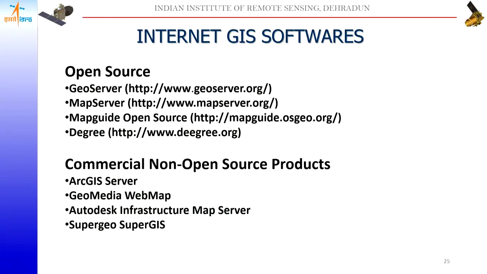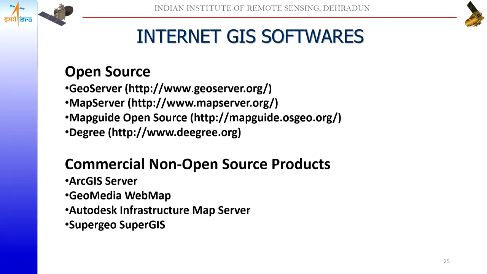Now let's also see, in case we want to develop these kinds of applications, what various software is available. From the map server perspective, we have some open source software as well as commercial software. From commercial, we have ArcGIS Server, GeoMedia WebMap from Hexagon, then Autodesk. We also have SuperGIS from SuperGeo, and there are many more.